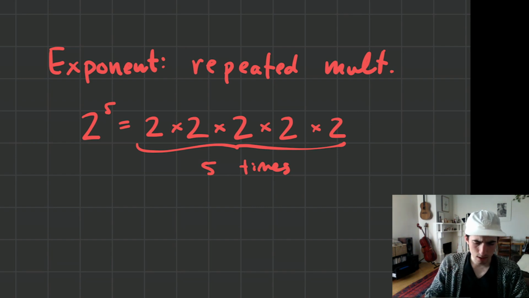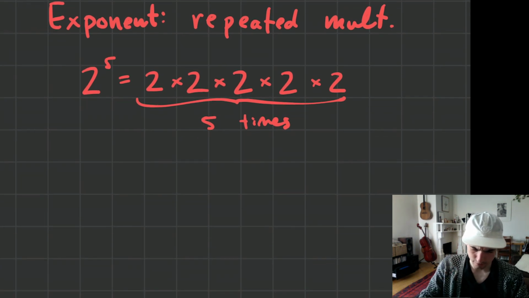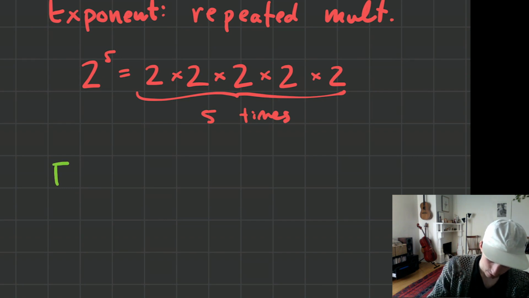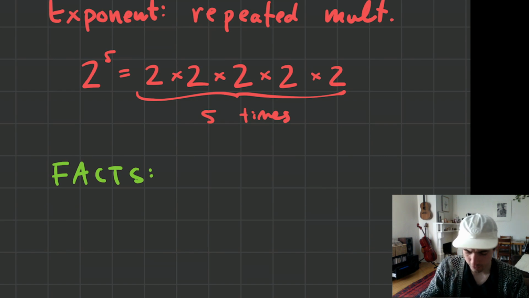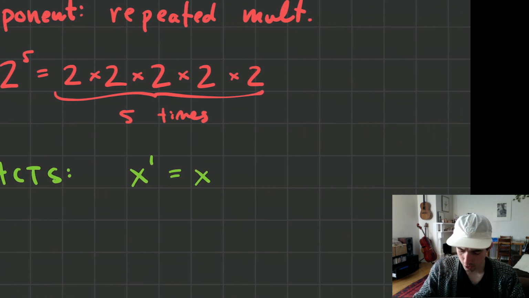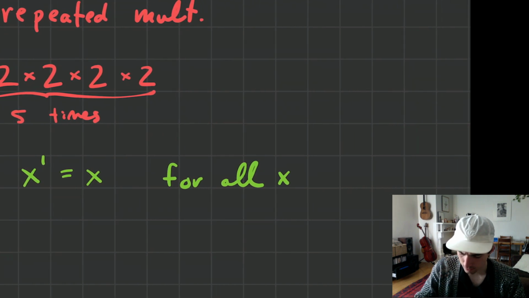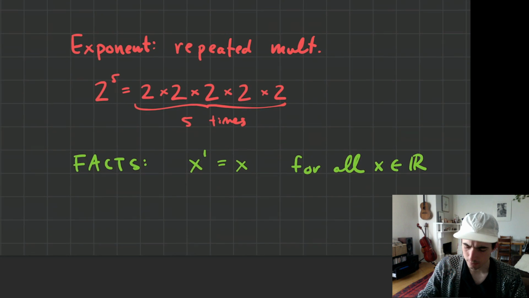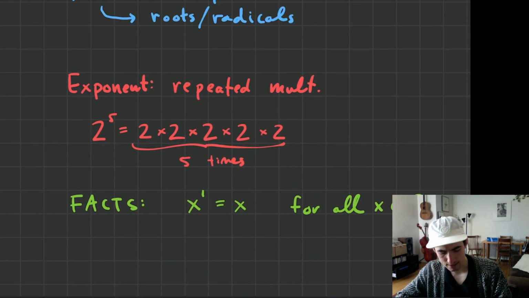I want to show you just a few facts. So here are some facts. The first fact is x to the power of 1 is equal to x. And that's true for all x, all x in real numbers. So for any real number x, this equation is true. X to the power of 1 is equal to x.